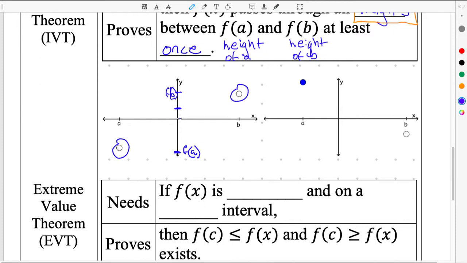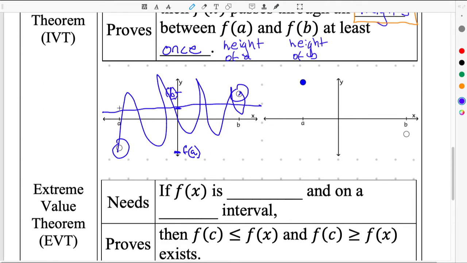Can you pass through it twice? Yes. And you can go outside the map. You didn't pass it twice? Look it up. This height right here was passed through 1, 2, 3, 4, 5, 6, 7, 8. It passed through it 8 times. It passed through it at least once, though, so IVT is held true.